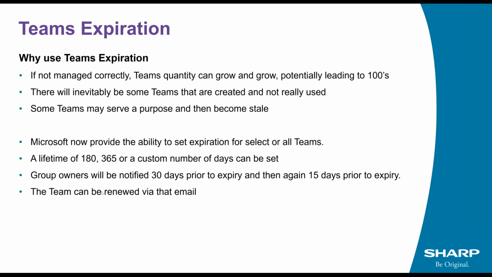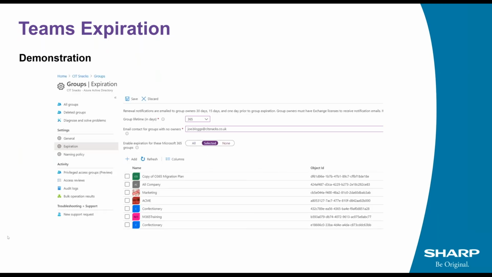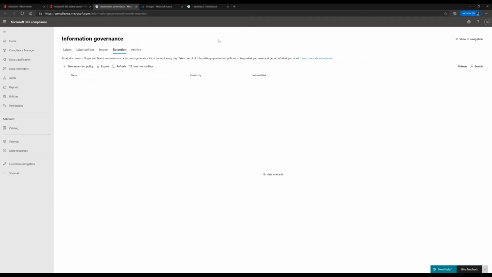But now Microsoft have provided the ability to set an expiration for selected or all teams. So you can set a lifetime of 100, 180, 365, or even custom amounts of days before they expire. And when it gets towards that expiry time, group owners will be notified 30 days prior to expiry, and then again 15 days. And after that, the team will be removed. But within those notifications, the team owner can actually renew that team via a link in the email if they wish. So again, we'll just show that bit quickly.